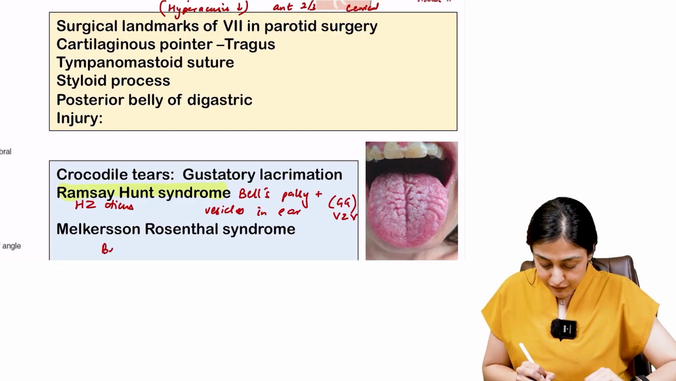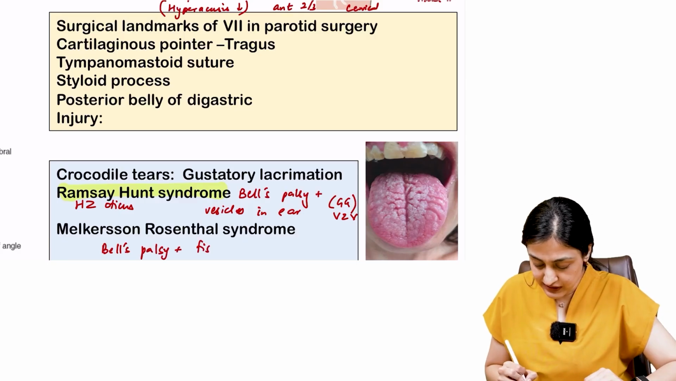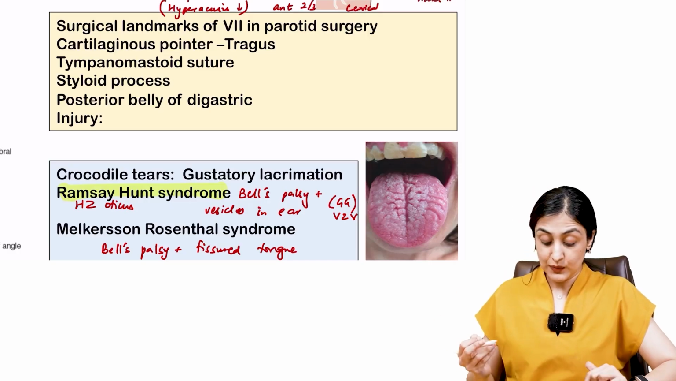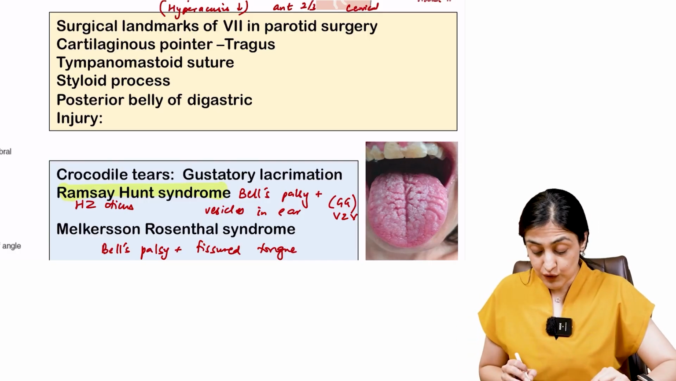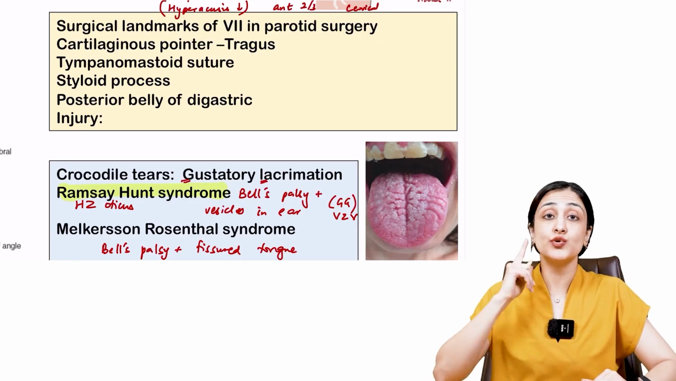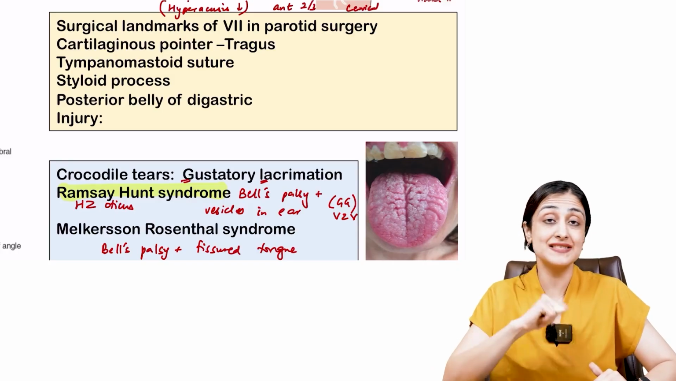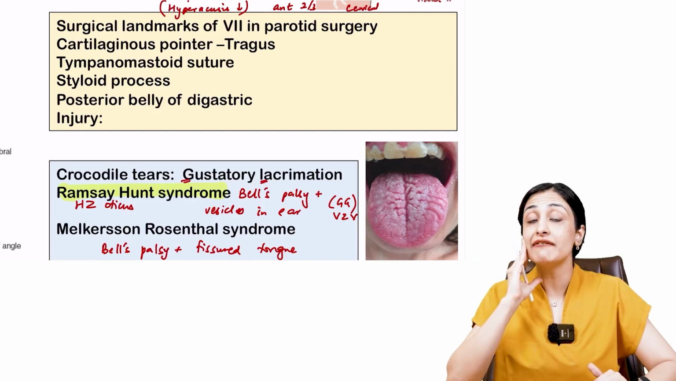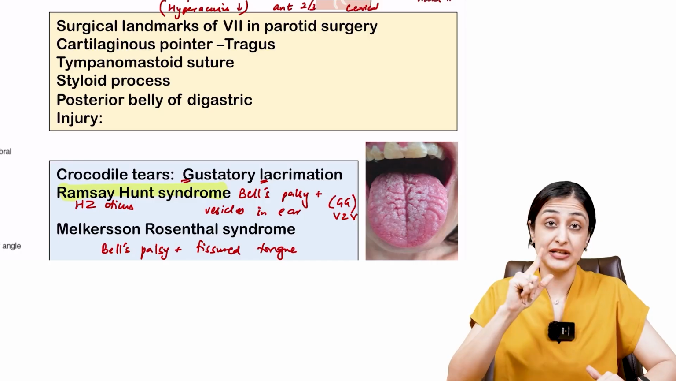And if I have Bell's palsy with a figure which is shown here, that is a fissured tongue, this is what is called Melkersson-Rosenthal syndrome. Another one is crocodile tears. What are crocodile tears? Gustatory lacrimation. This is very similar to what we learned in Frey syndrome. Remember, gustatory sweating. Anytime one is salivating, they are having mixing of sympathetic and parasympathetic fibers.